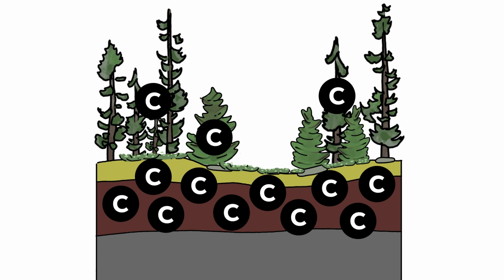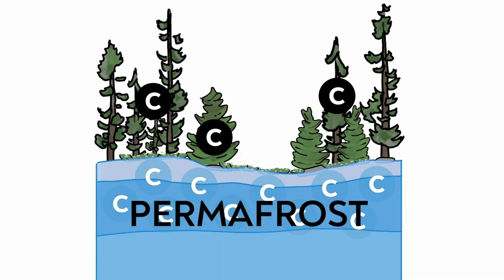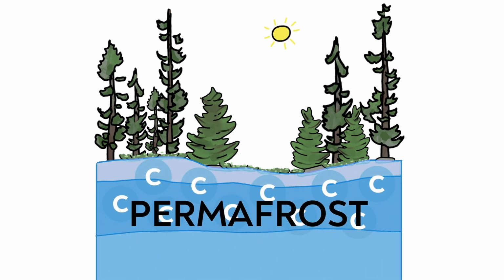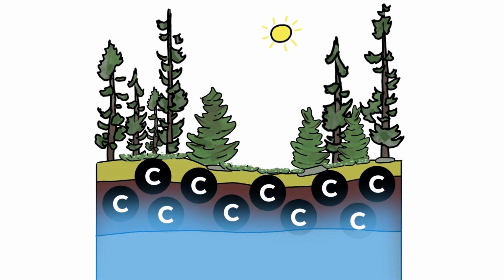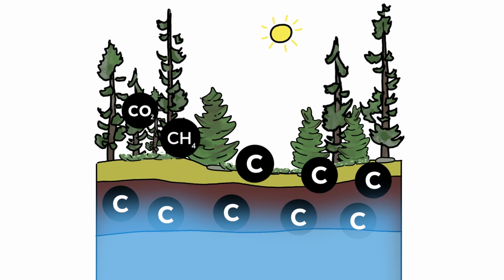In Canada's northern regions, a lot of this carbon is trapped in permanently frozen earth called permafrost. If these soils are disturbed, causing permafrost to thaw, it can lead to the rapid loss of carbon into the atmosphere in the form of carbon dioxide and methane.